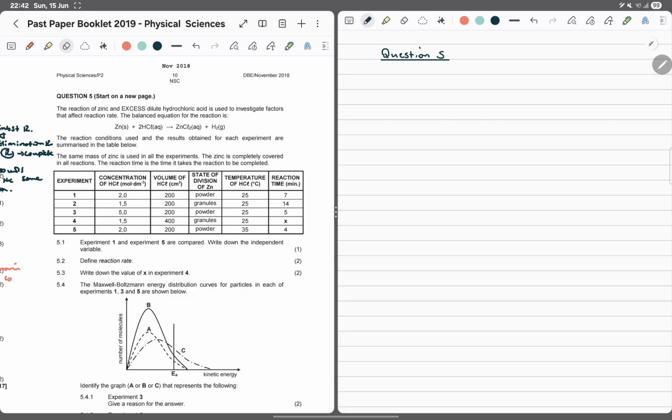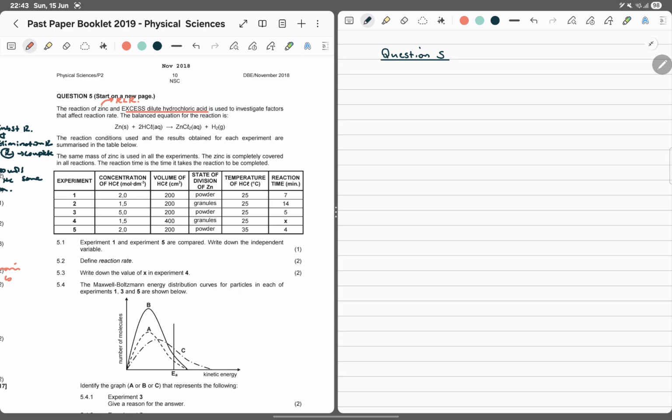Right, so given here is the information that the reaction of zinc and excess dilute hydrochloric acid. So it means zinc is the rate limiting reagent, right? Meaning that if zinc gets used up, then the reaction will stop, because hydrochloric acid is in excess. It means it always remains behind.